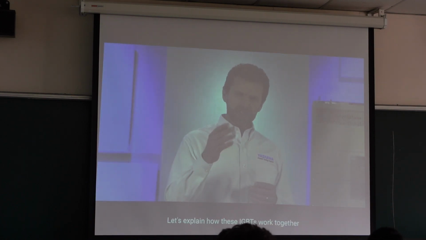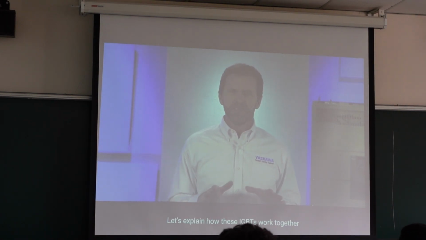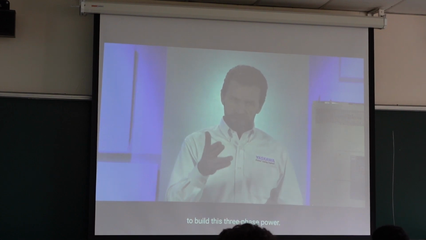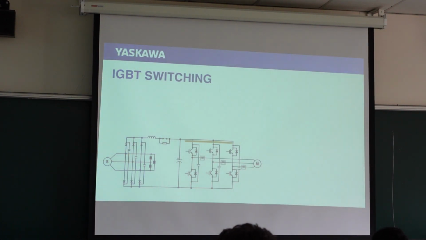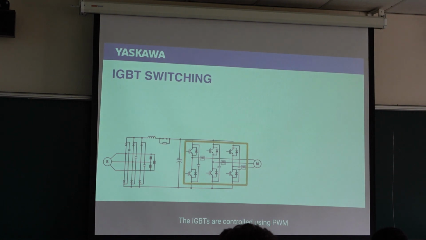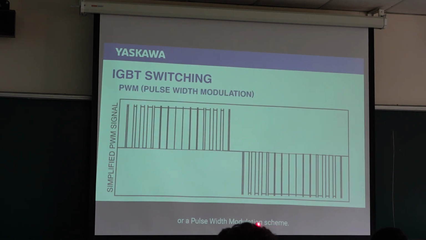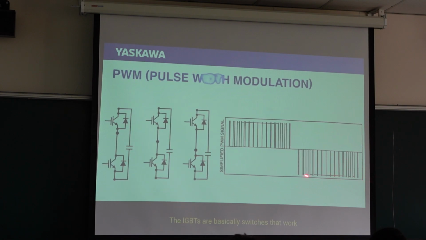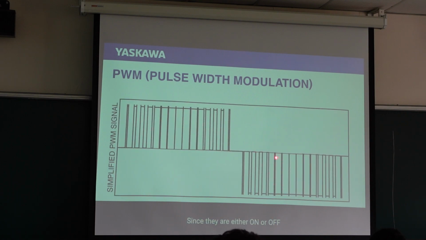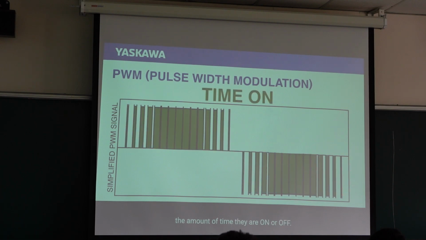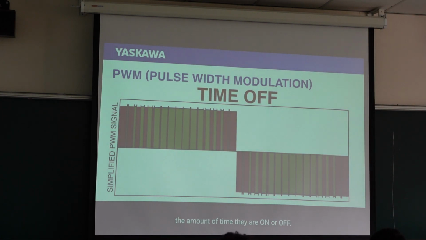Let's explain how these IGBTs work together to build this three-phase power. IGBTs are controlled using PWM, or pulse width modulation. You can see this waveform. The IGBTs are basically switches that work at a very fast rate. They are either on or off, and we change the pulse width, the time they are on or off.